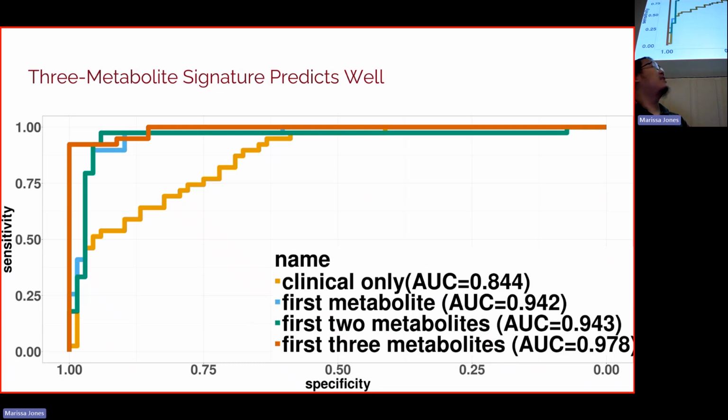And we can see from here, these are the testing AUC. Using the 3 metabolites can show a very good prediction based on the AUC, much better than using the clinical covariates only.